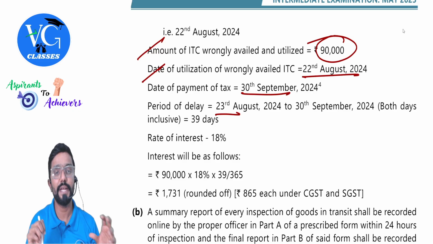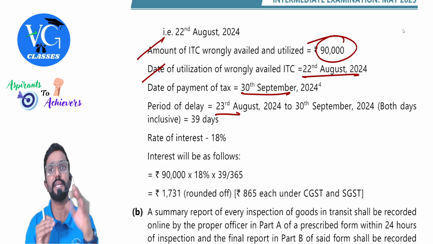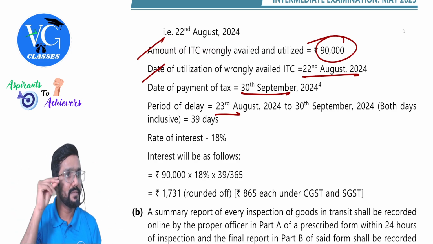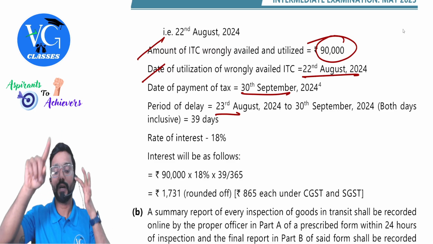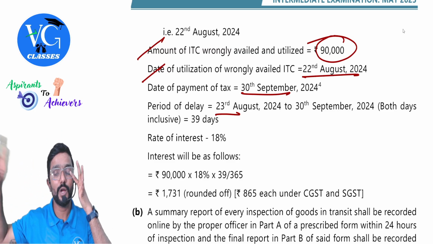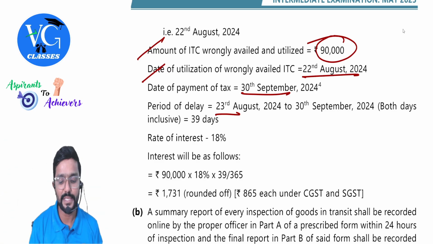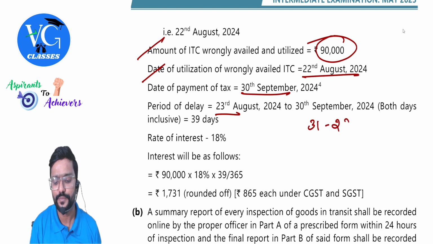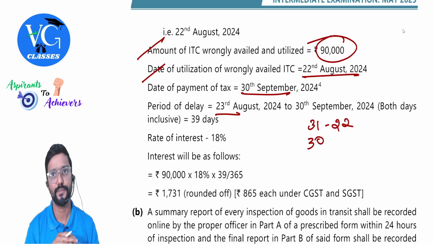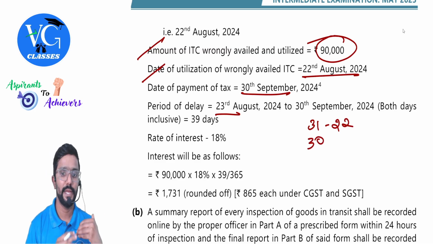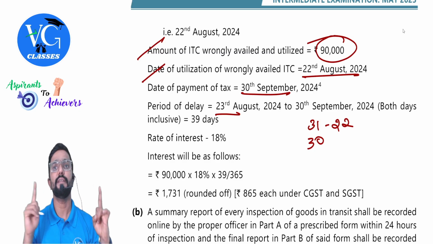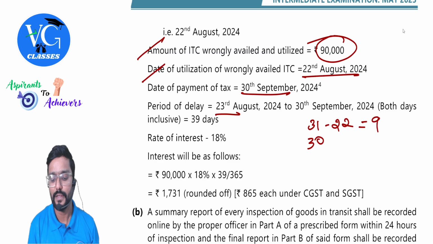Till when? Till the date you reverse and pay, that is 30th September. So interest will be calculated from 23rd August to 30th September, counting both the days. How is it, sir? Simple. 31 days in August minus 22, that is 9 days. Then how many days in September? Full 30 days. So totally 39 days.